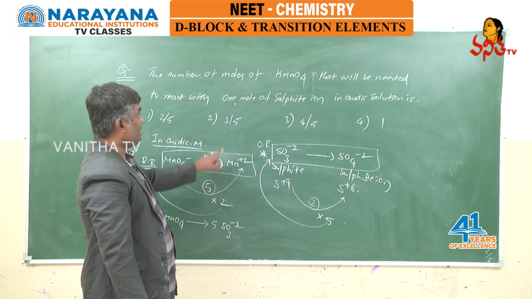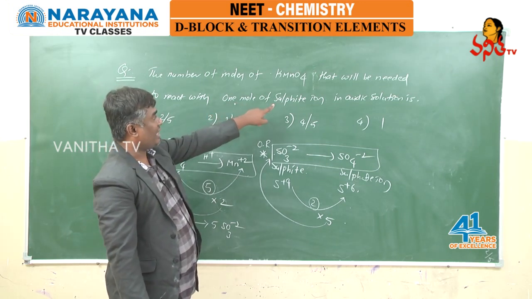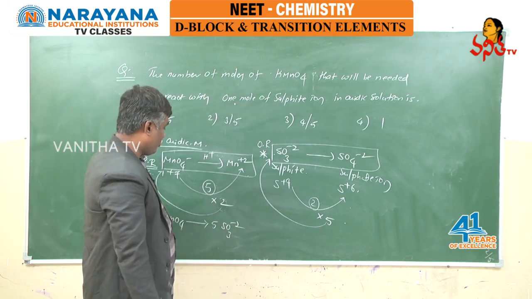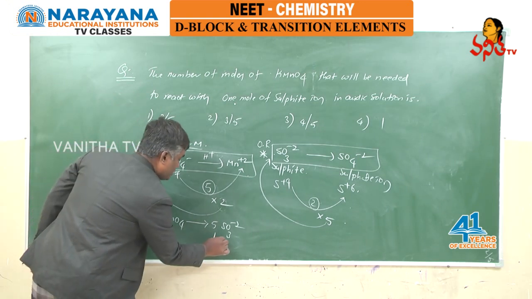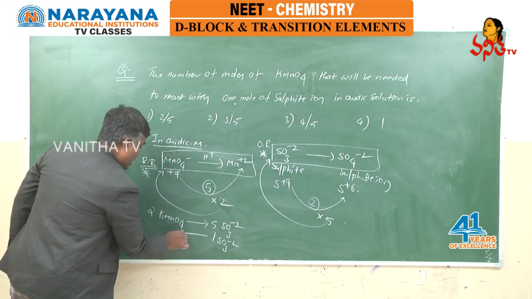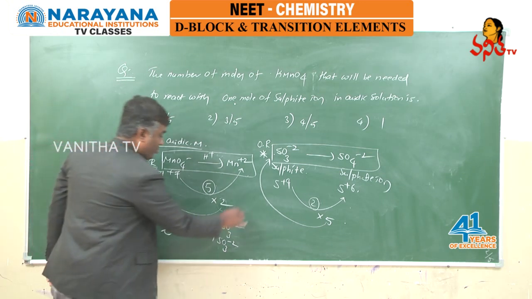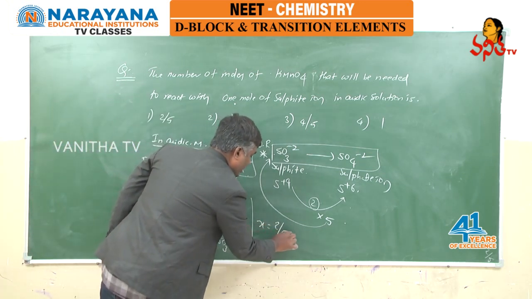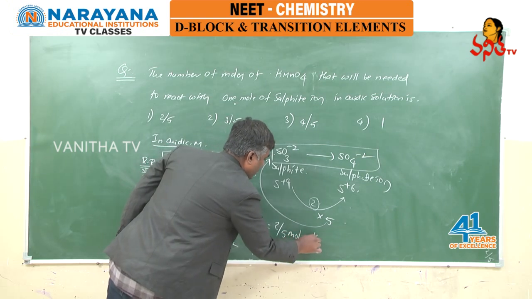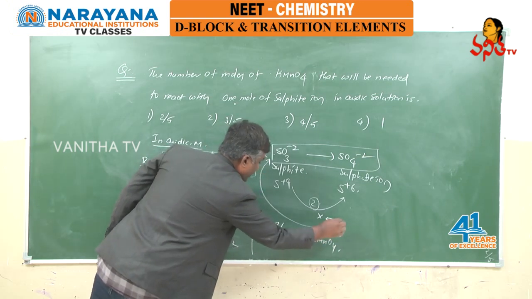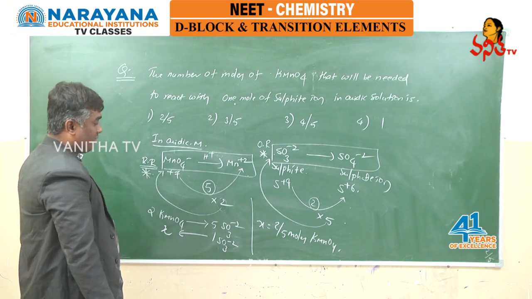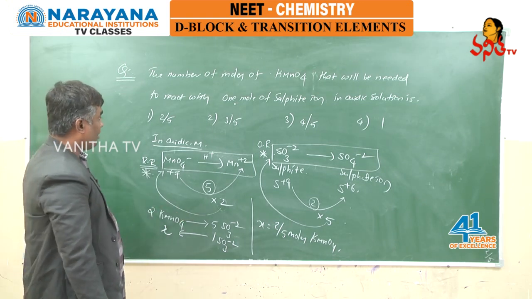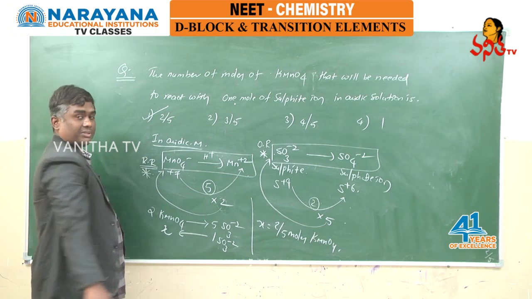But in the question they are asking, with 1 mole of sulfite ion, how many moles of KMnO4 are needed? So for 1 mole of sulfite ion, we need how many moles of KMnO4? If you solve, you will get X equal to 2/5 moles of KMnO4. We need 2/5 moles of KMnO4 per mole of sulfite ion. So the answer is the first option.